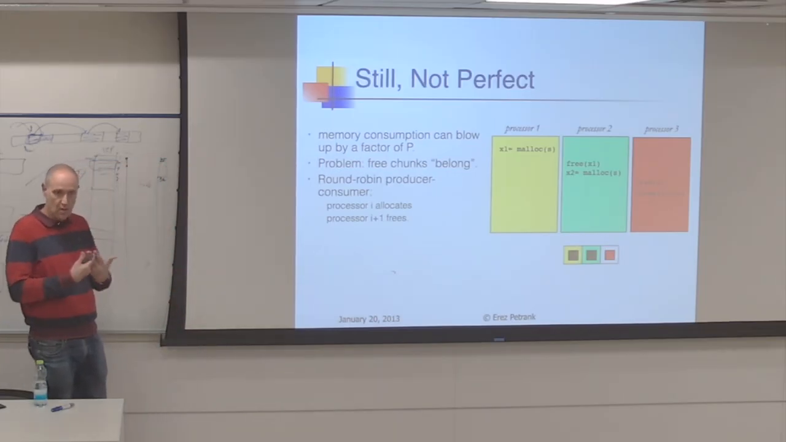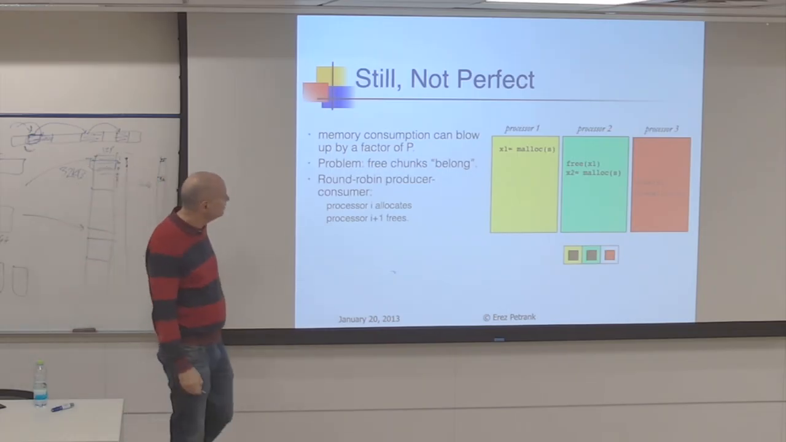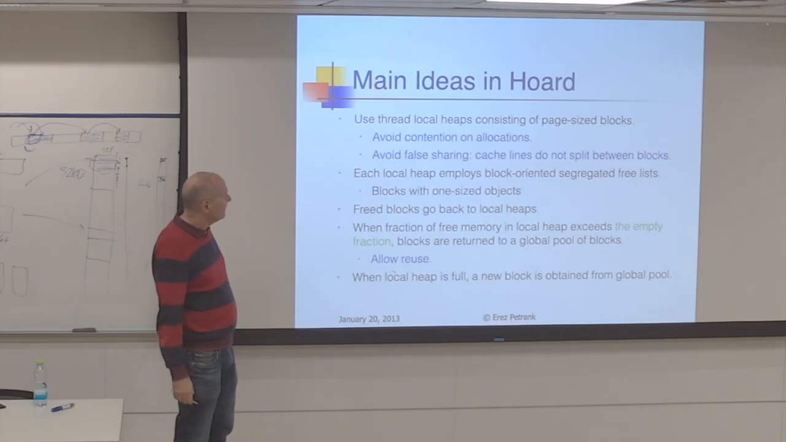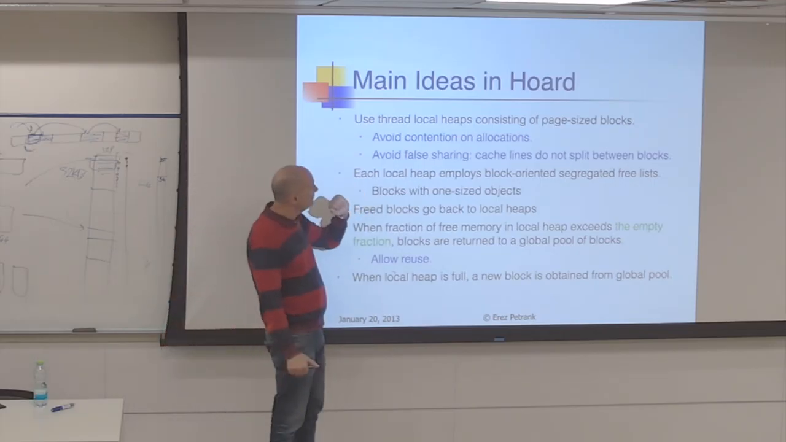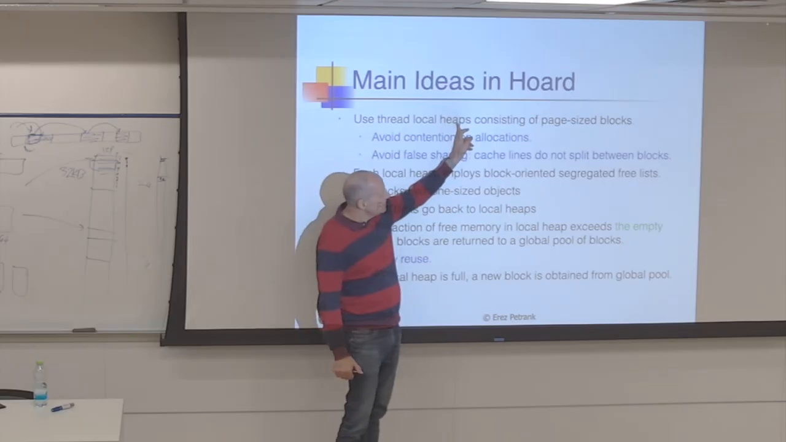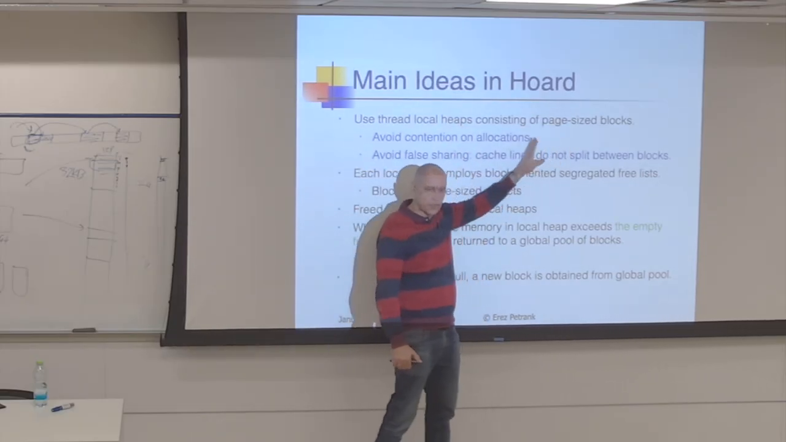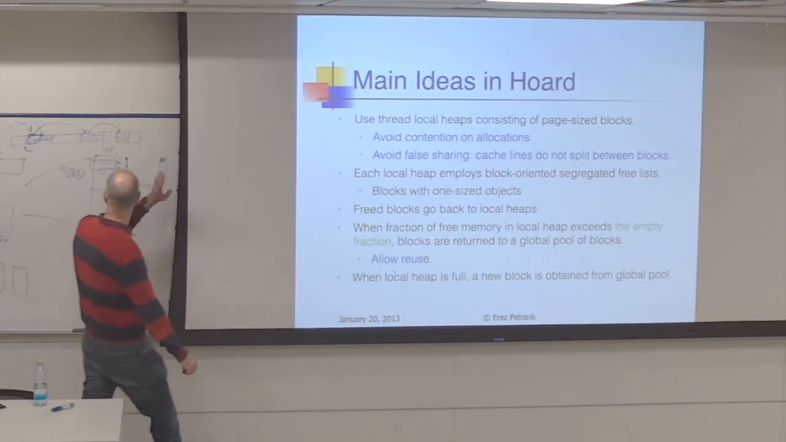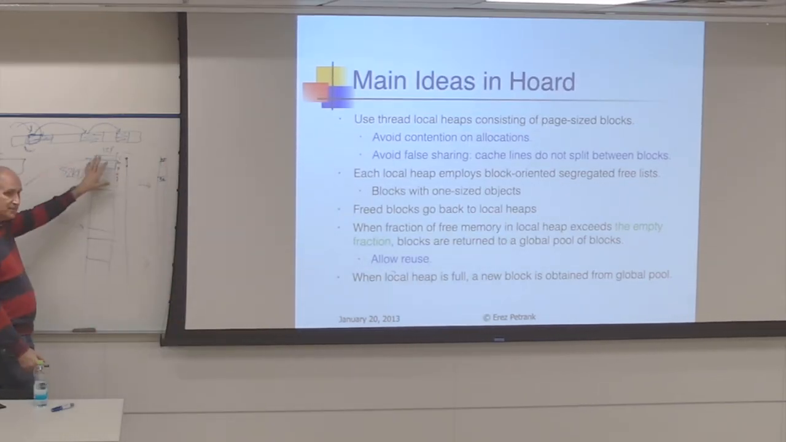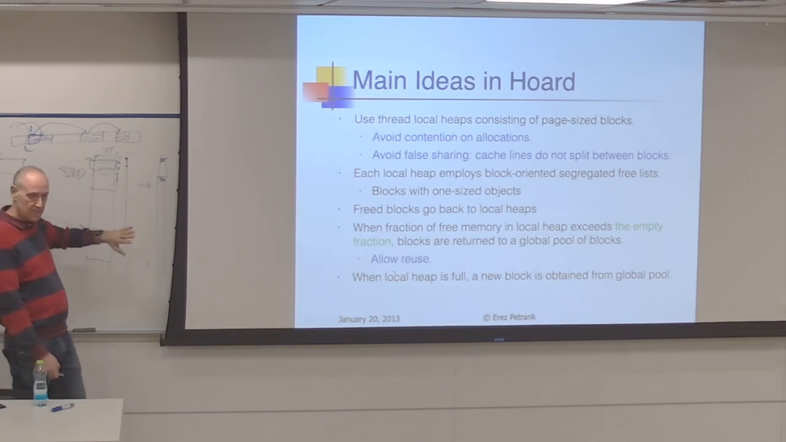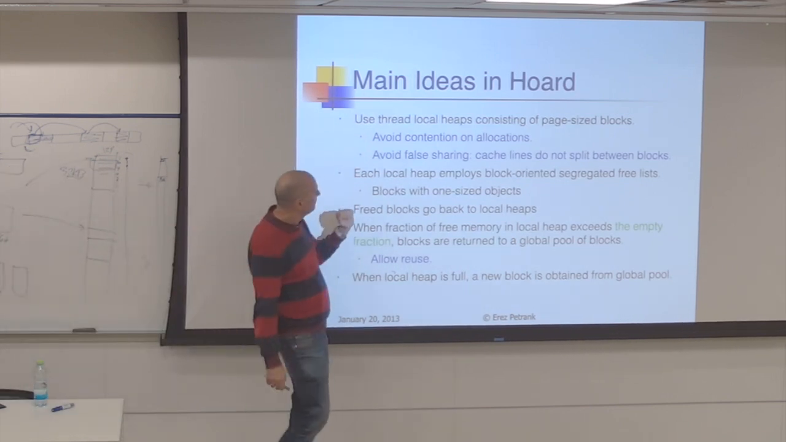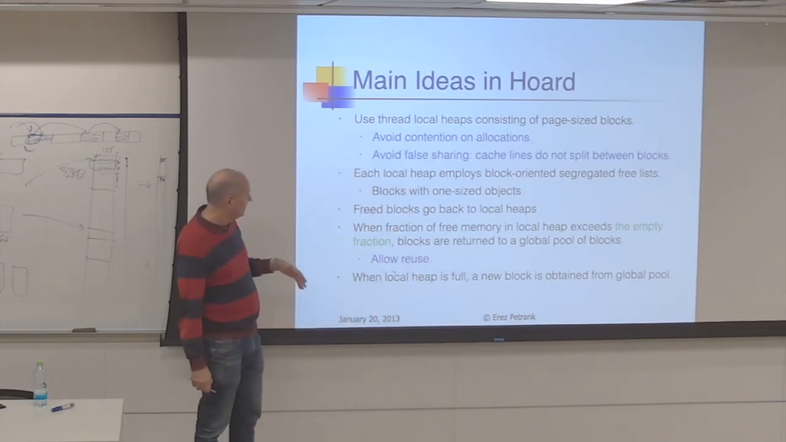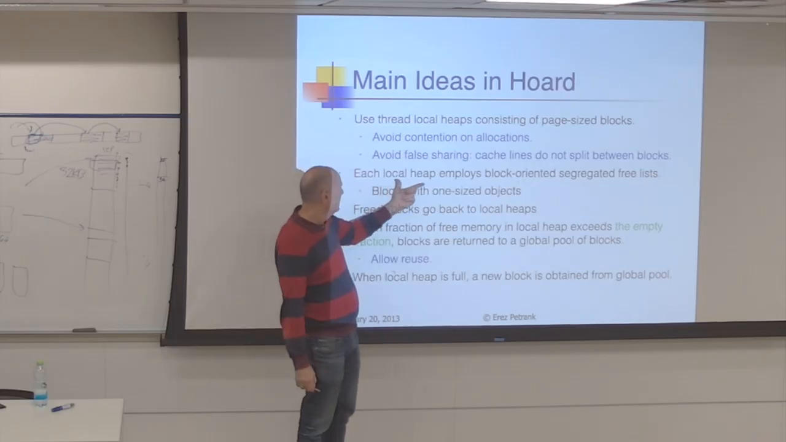I will use more than I really need. So there, it's not perfect, but it's better. So the main ideas with these allocators: we have local heaps. They will have page size objects. They will be block oriented, where I have blocks of the same sized objects, and we avoid contention and avoid false sharing. Okay, we'll talk about all this.